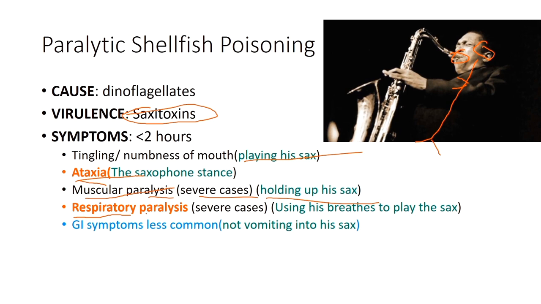Also, when you're breathing into this saxophone in order to play it, use your breath to play the sax, you can have respiratory paralysis. So that's something that's also involved. And guess what? You don't want to vomit into your saxophone, and so GI symptoms are less common, so there's no vomiting in the saxophone, and he can play away.